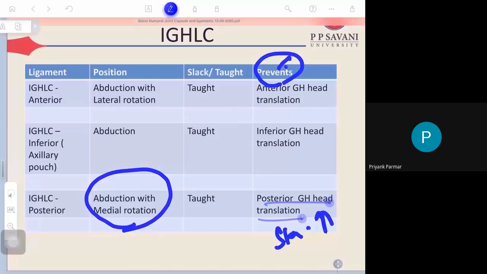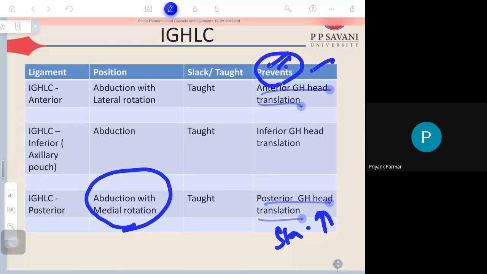Same way with abduction and lateral rotation. What will happen in abduction and lateral rotation? The anterior ligament will become taut, and what stability is increased? Anterior glenohumeral head translation is prevented. It will not translate. The translation of the humerus in the anterior direction is prevented.